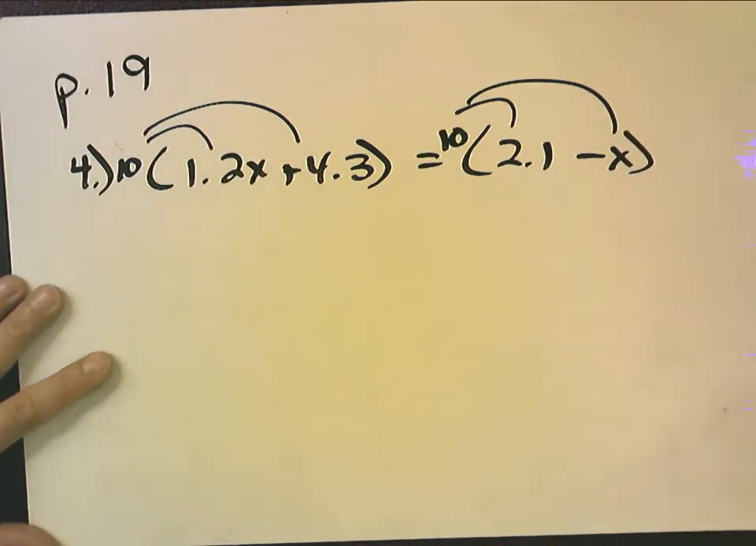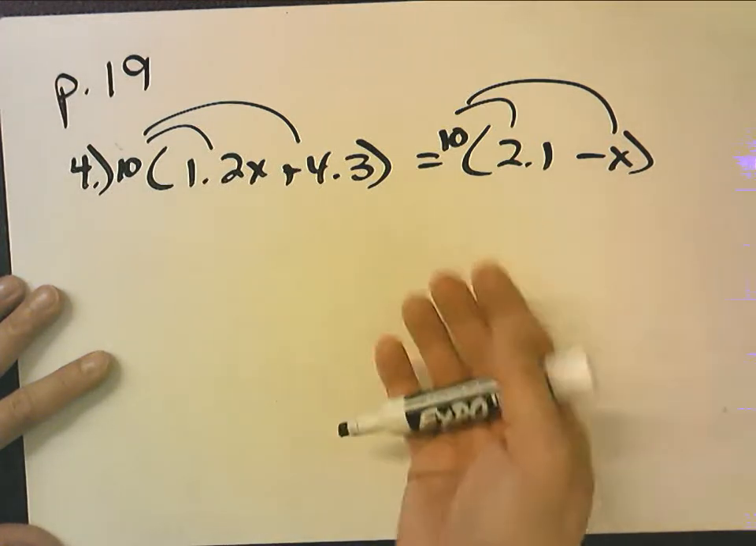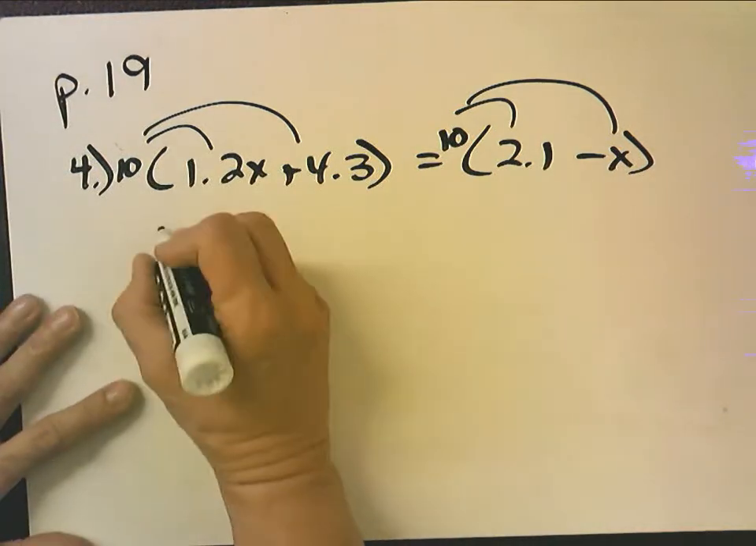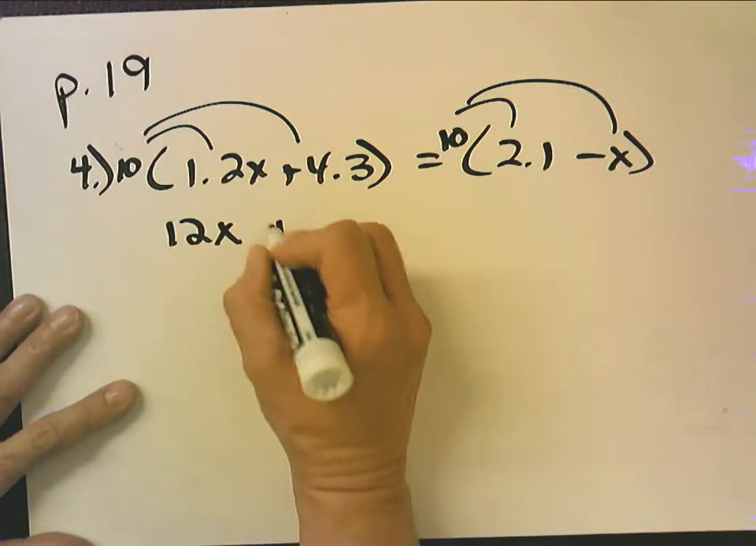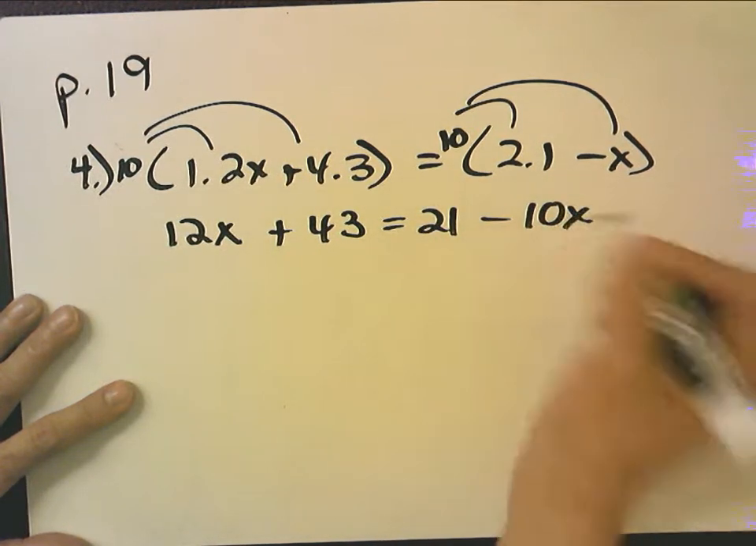I don't need to, there's no decimal. But that's not how the properties work. If you multiply the left-hand side, you have to multiply every term on the right-hand side. So this becomes 12x plus 43 equals 21 minus 10x.